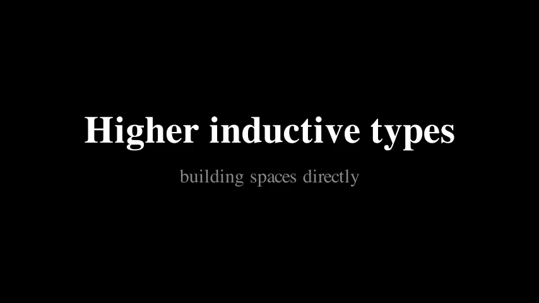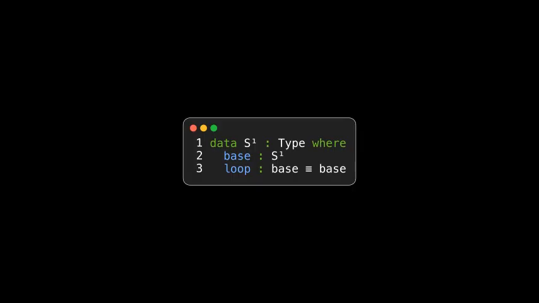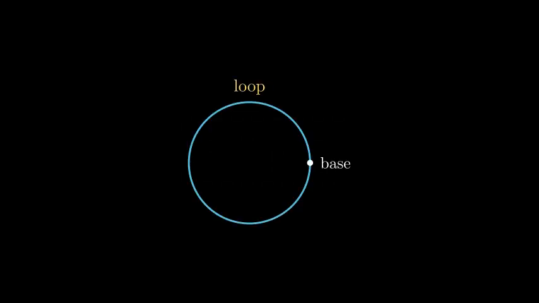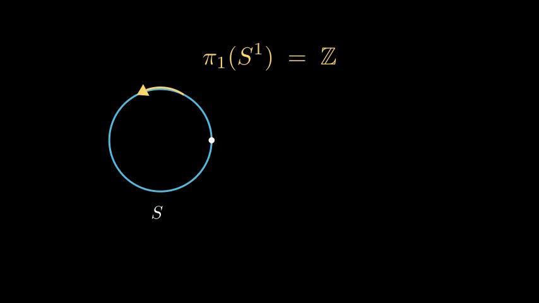If equalities are paths, then we should be allowed to build a type by declaring its paths, not only its points. This is a higher inductive type. The circle S1 has one point, base, and one path constructor, loop, an equality from the point back to itself. That loop is a proof of base equals base that is deliberately not equal to reflexivity.